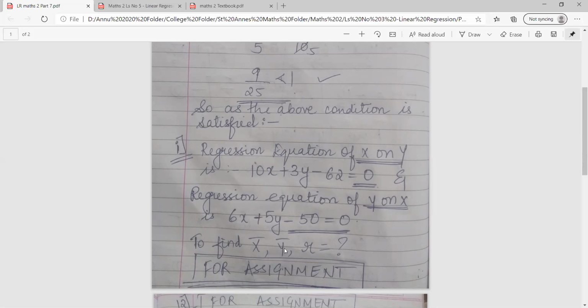Iske baad x bar, y bar, r, I hope you all can find out in the similar manner as we have done in sum number 7 and you will be doing in sum number 10. That is for x bar, y bar, both equations you will solve simultaneously, and already you have got both the regression coefficients, so you can find r here. So you can find out and complete the sum as assignment over here.